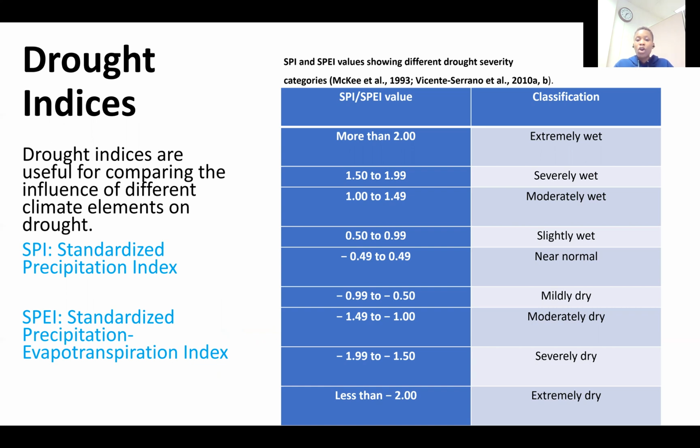So from the table, we can see the different classification of dryness based on the different values that are derived from SPI and the SPEI analysis. So more than 2.0 shows that a region is extremely wet. And when we have less than minus 2.0, it shows that a region is extremely dry. So we start having some amount of dryness when we have a value of minus 0.99 to minus 0.5.